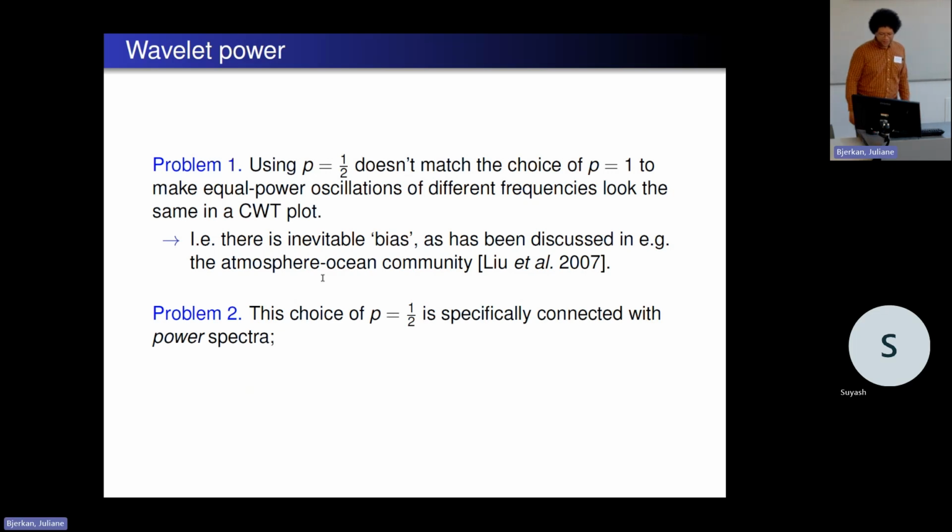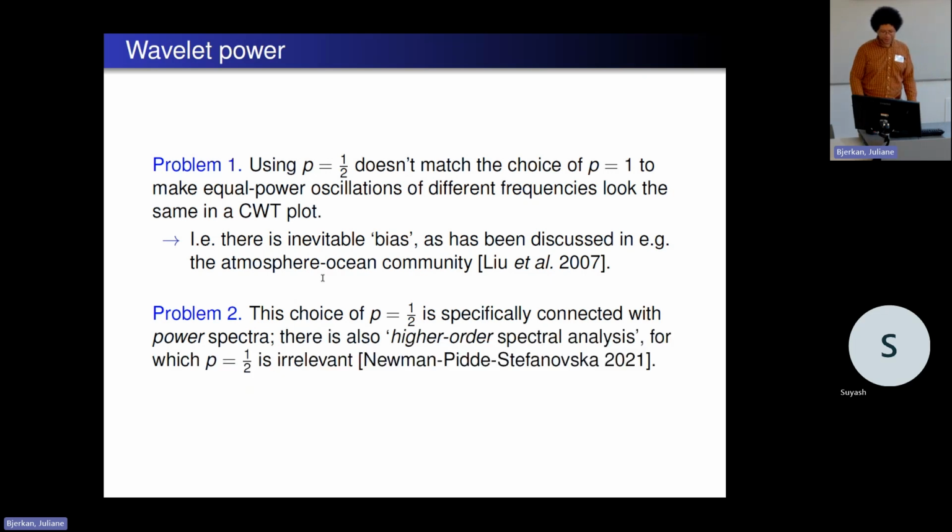The second problem is that this choice of p equals a half is specifically connected with power spectra. There are also so-called higher order spectra, and for these, the p equals a half would be completely irrelevant.